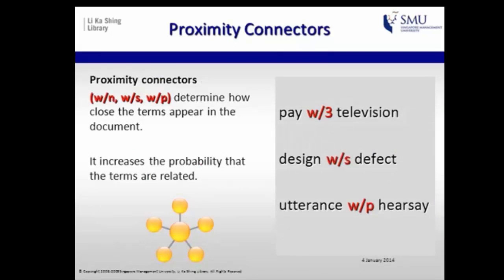Using proximity connectors allows you to determine how close the terms appear in the documents retrieved in your search. Increasing the proximity between your terms increases the probability that the terms are related. The proximity operator W/n represents within n number of words. N typically can be any number between 1 to 25, depending on how close together you want your terms to be. So for instance, pay W/3 television means pay within 3 words or less of television. This means any documents retrieved might mention the words pay per view television or television you pay to watch.